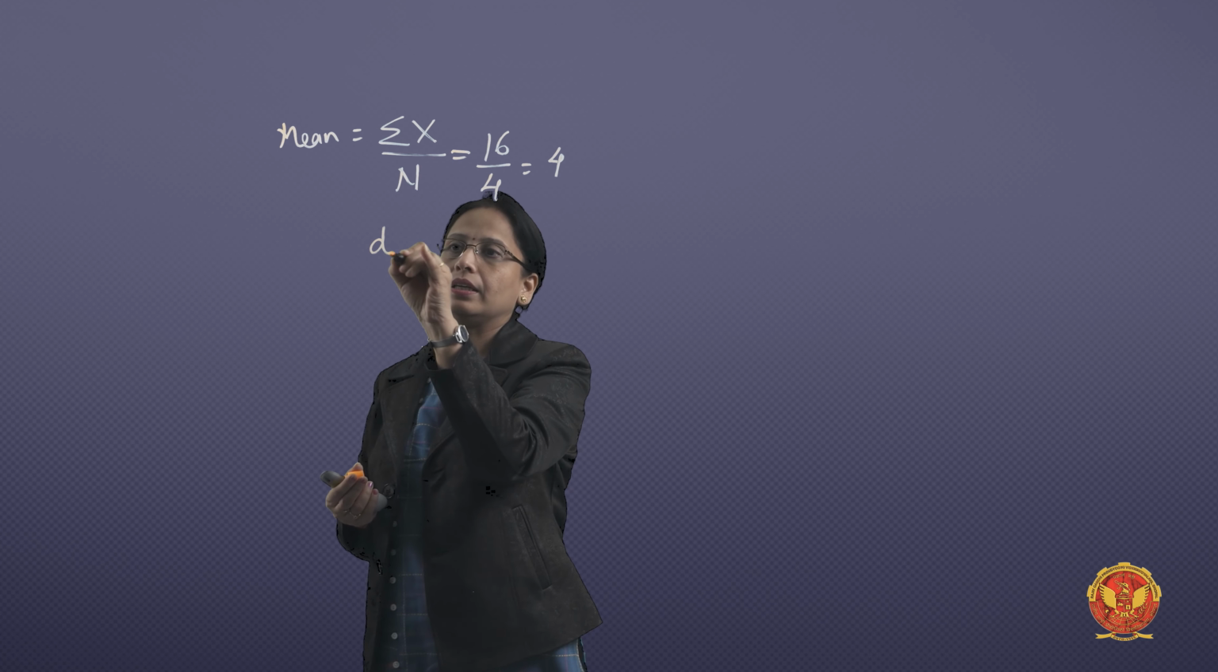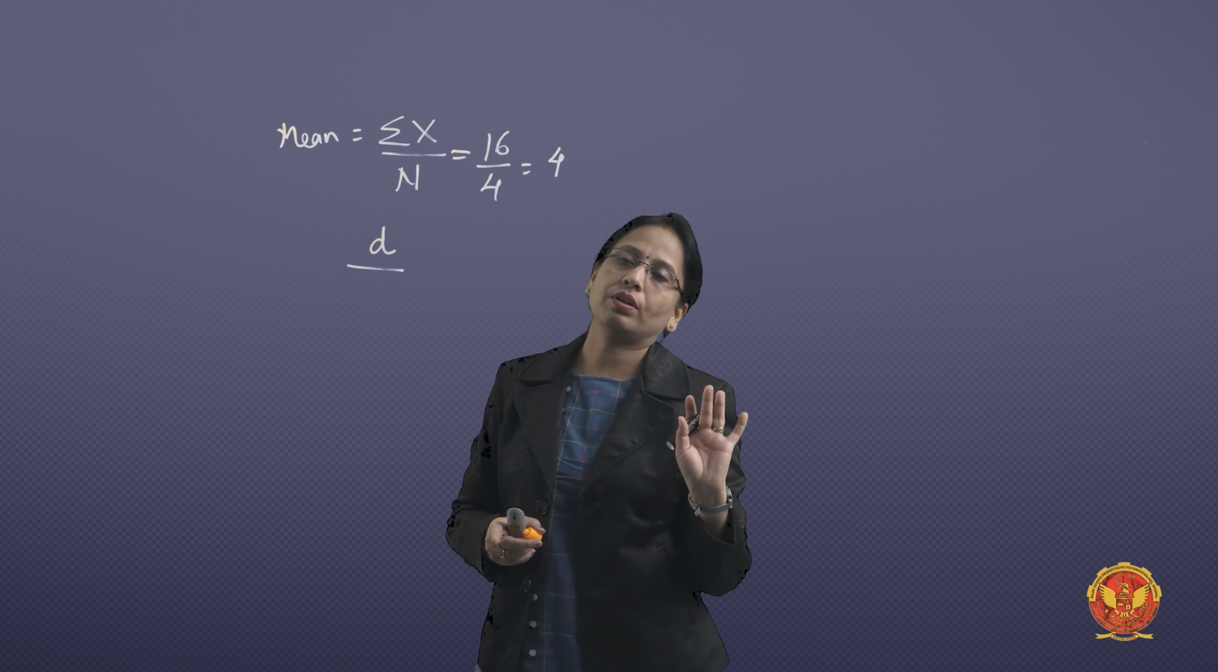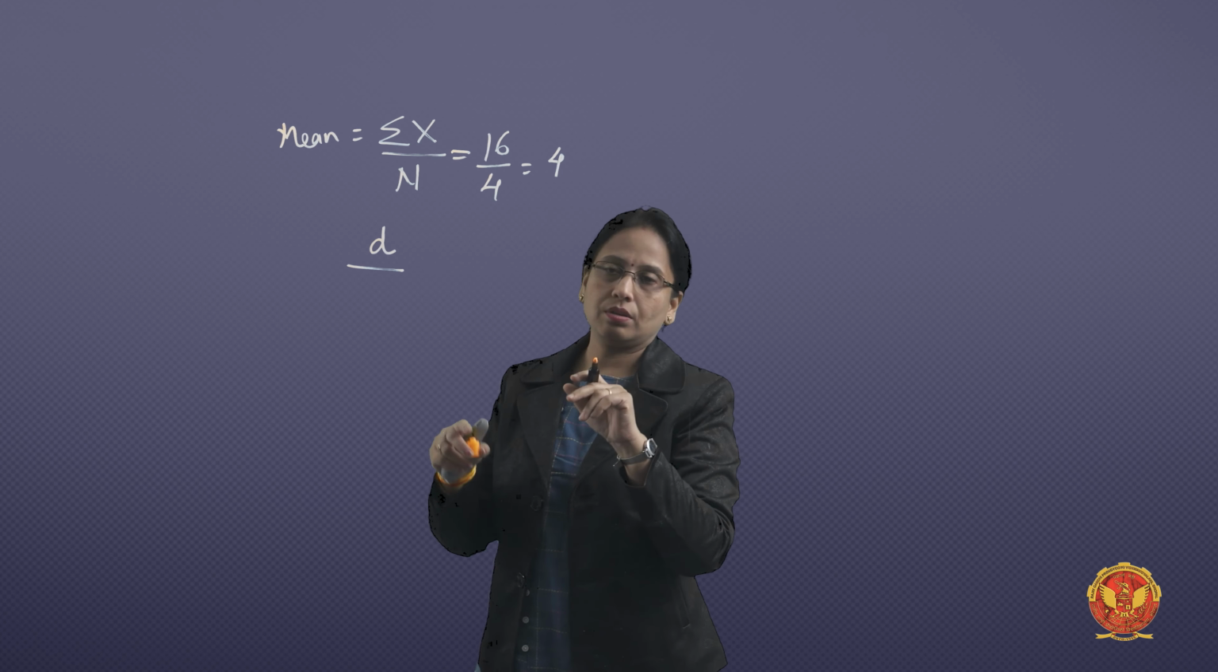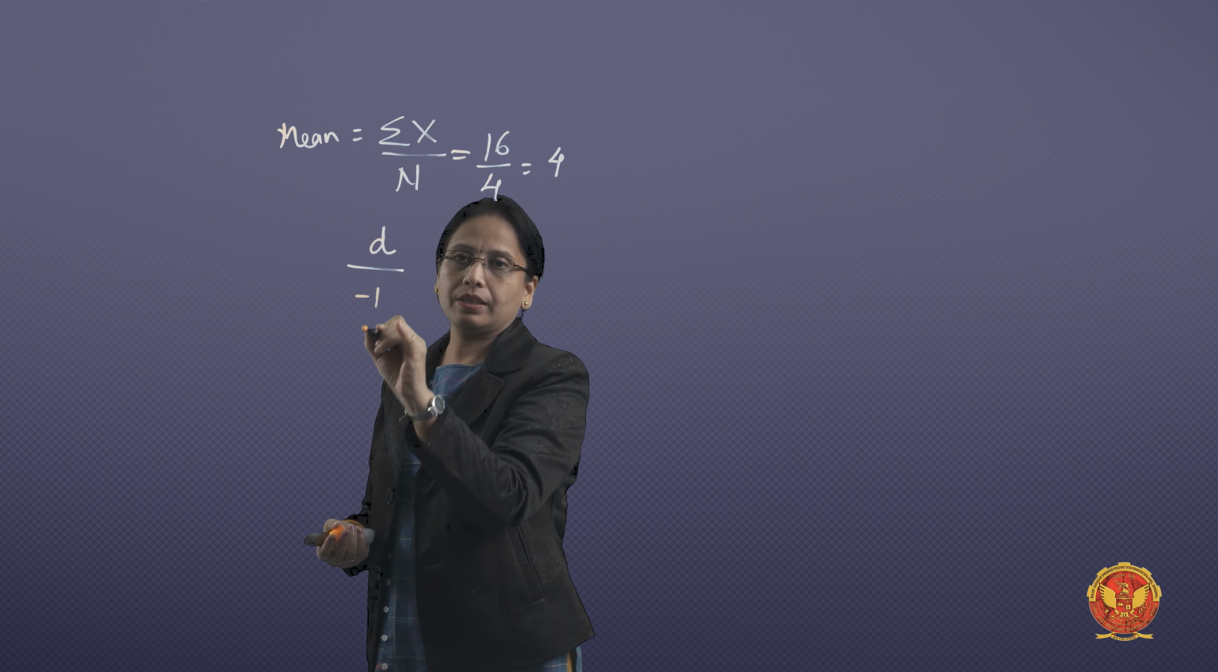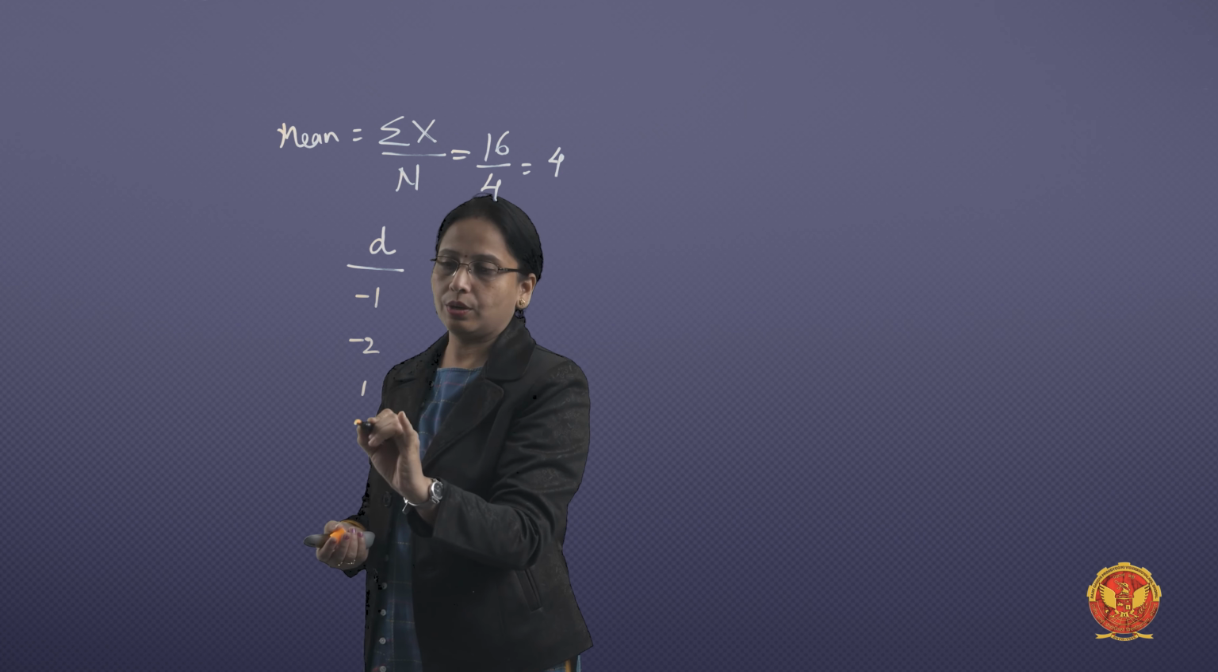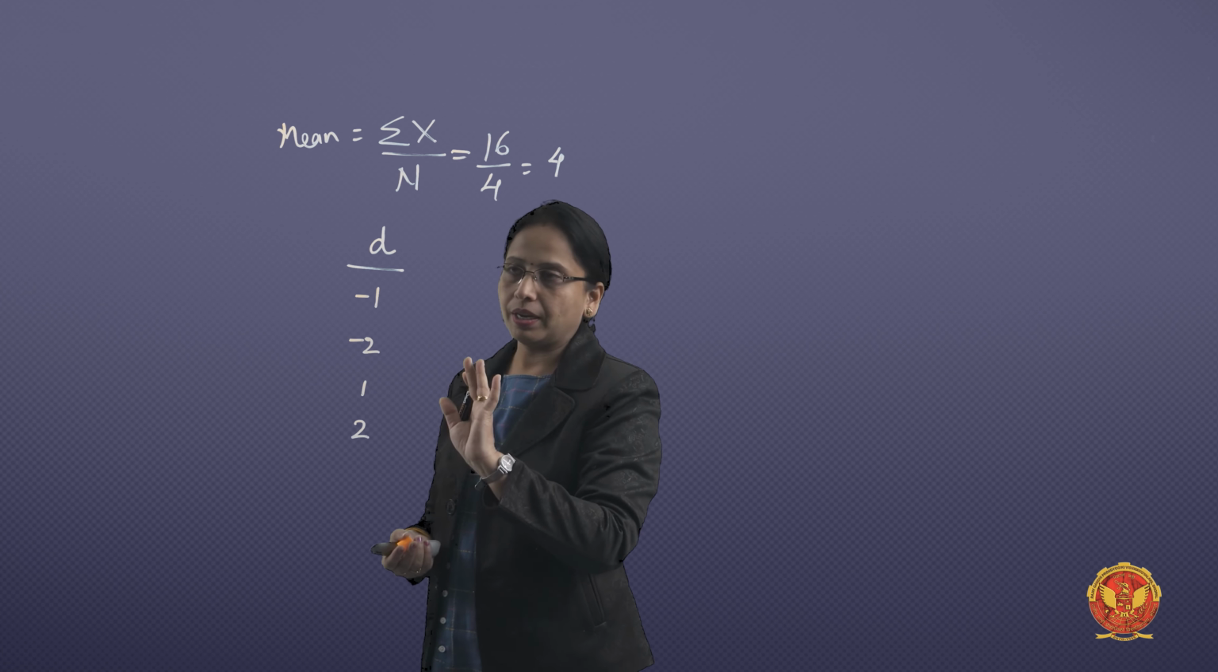Next step, find out the difference from the mean. So you call it D. Now remember, in mean deviation, what you used to do? We had to calculate the absolute value. In standard deviation, we are not supposed to do this absolute value. Now, what's D? I am getting D as -1, -2, 1 and 2. No need to work on the negative sign. Let it be like this.